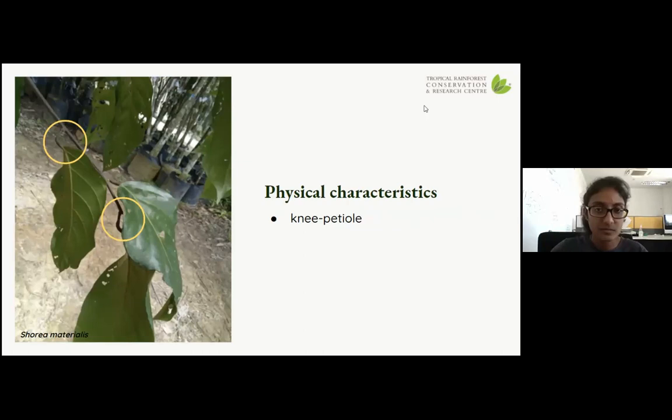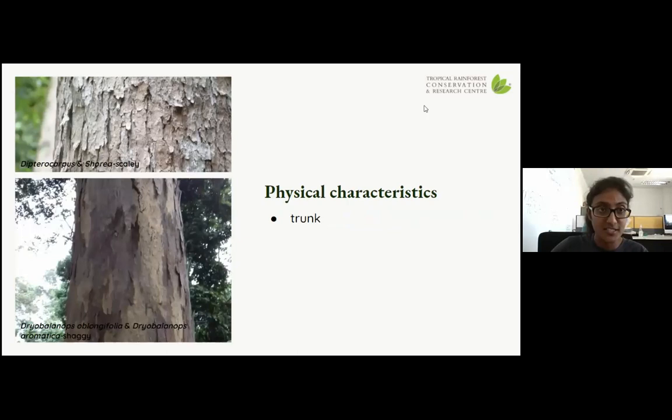And then when you look at the trunk, for example, for Dipterocarpus, the genus Dipterocarpus, they have quite scaly bark. And for some Shorea species, you can find this scaly texture. But Shorea are famously known for their fissured texture. Fissured means cuts into the trunk, and some Shorea have deep fissures, so very deep cuts into the trunk. For Dryobalanops oblongifolia and aromatica, the kapur trees, they have a shaggy texture. This is like paper being torn off.